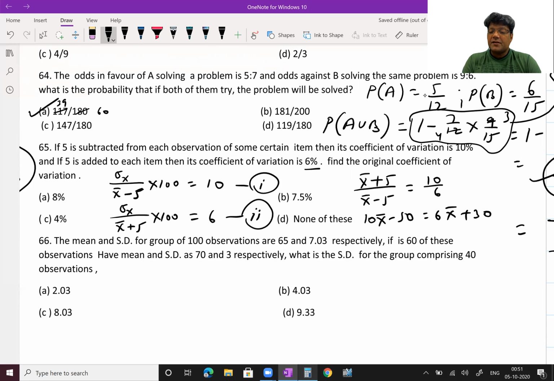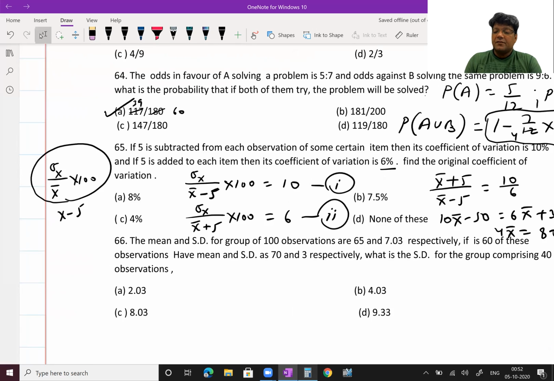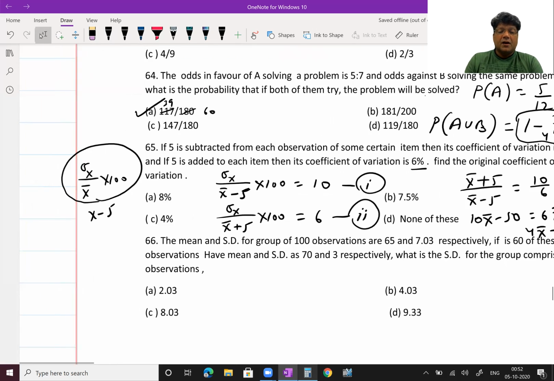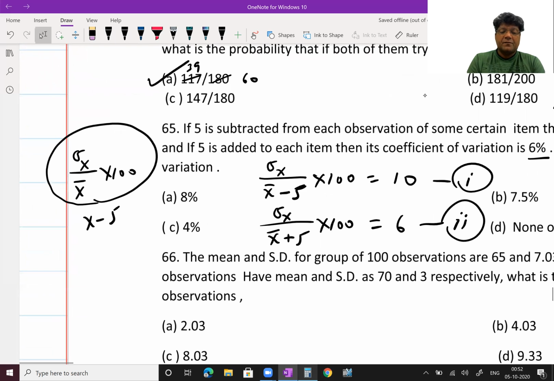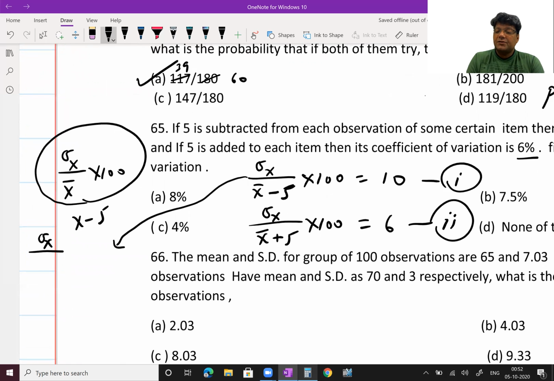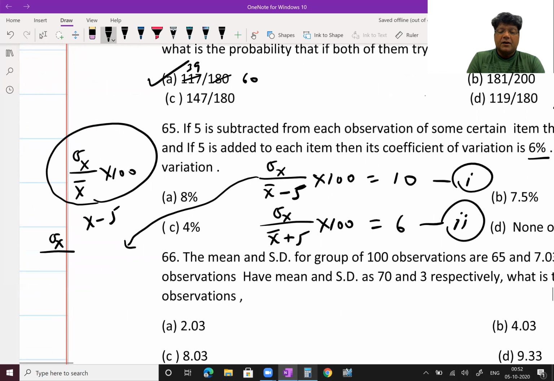So 10x bar minus 6x bar will be what? 4x bar. 4x bar is equal to 50 plus 30. 50 plus 30 is 80. So guys, x bar is equal to 20. We got the value of x bar. Now, how will you get the standard deviation? If this x bar value I put in the first equation, then what will I get? Sigma x by x bar is how much? x bar is 20. 20 minus 5, that is 15, into 100 is equal to 10.